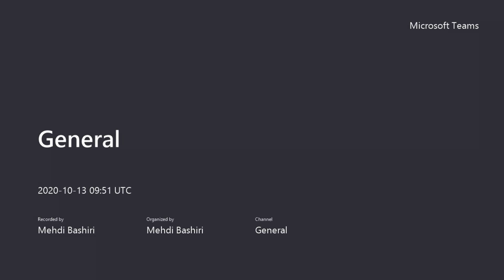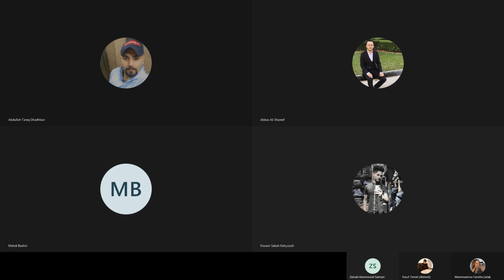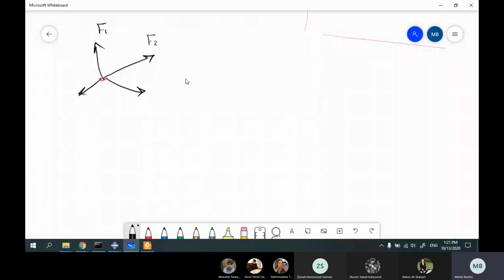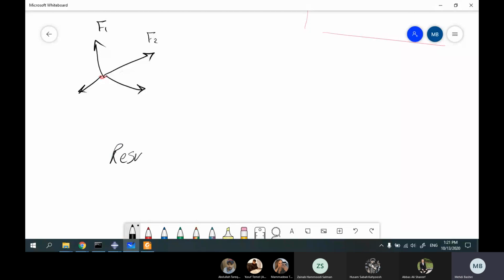As I said, when you have a point subjected to different forces, F1, F2, whatever, the first thing that you have to do is finding the resultant force or summation.